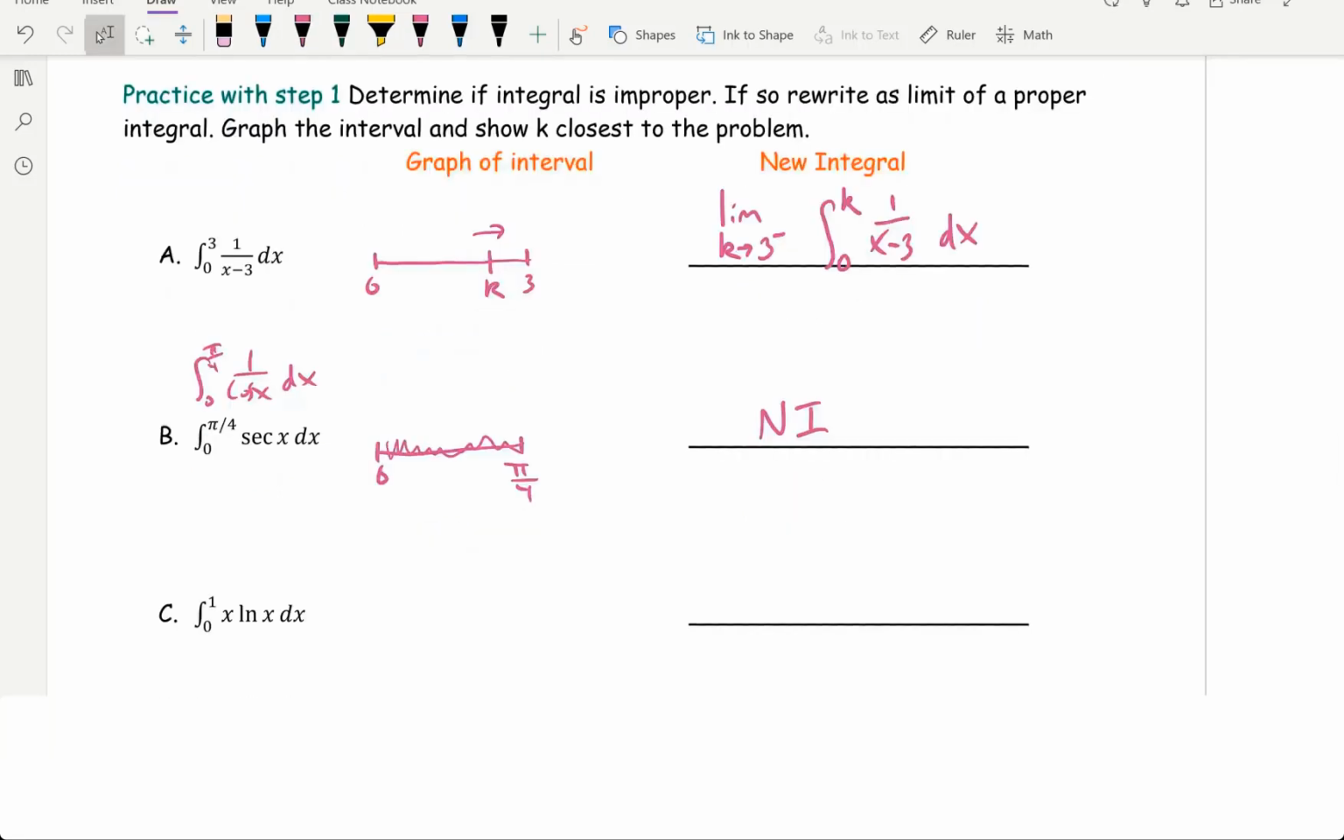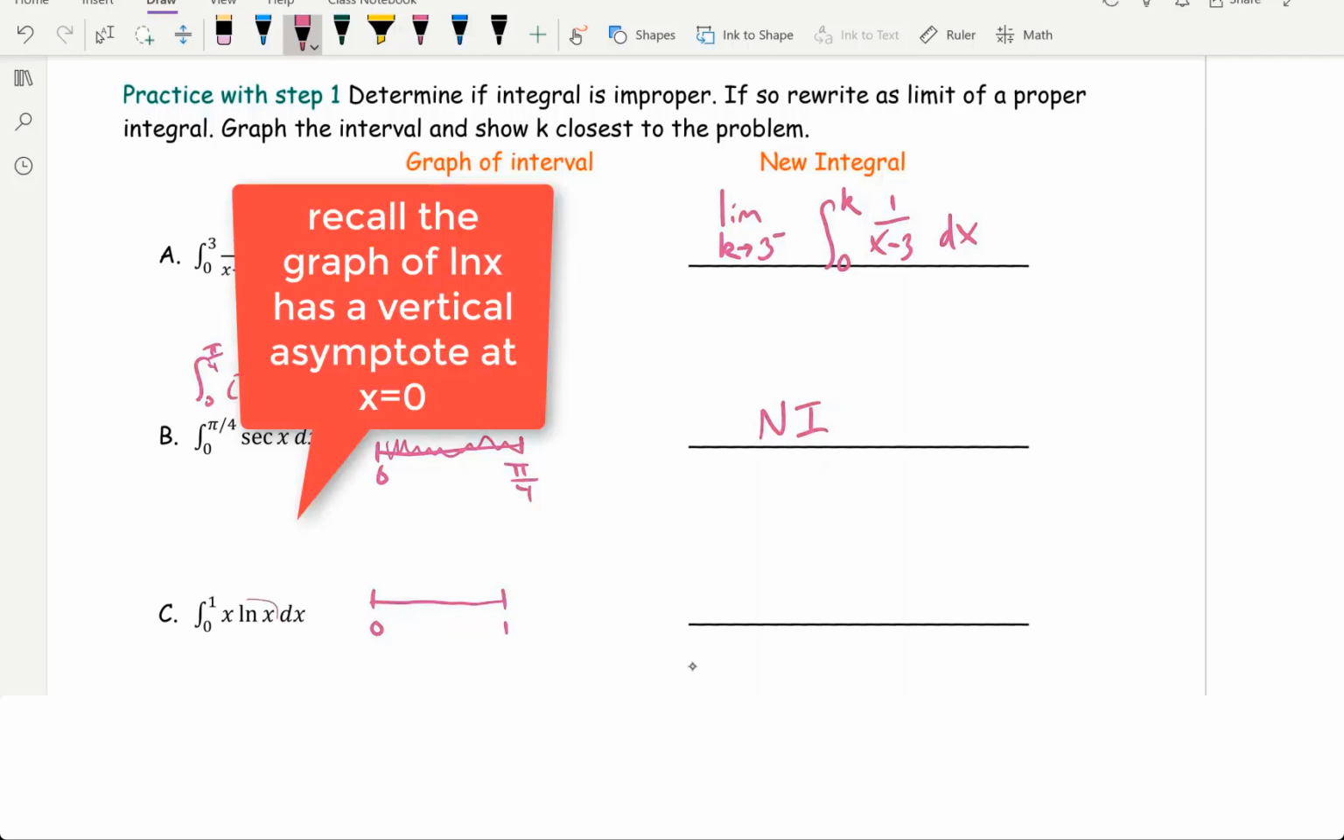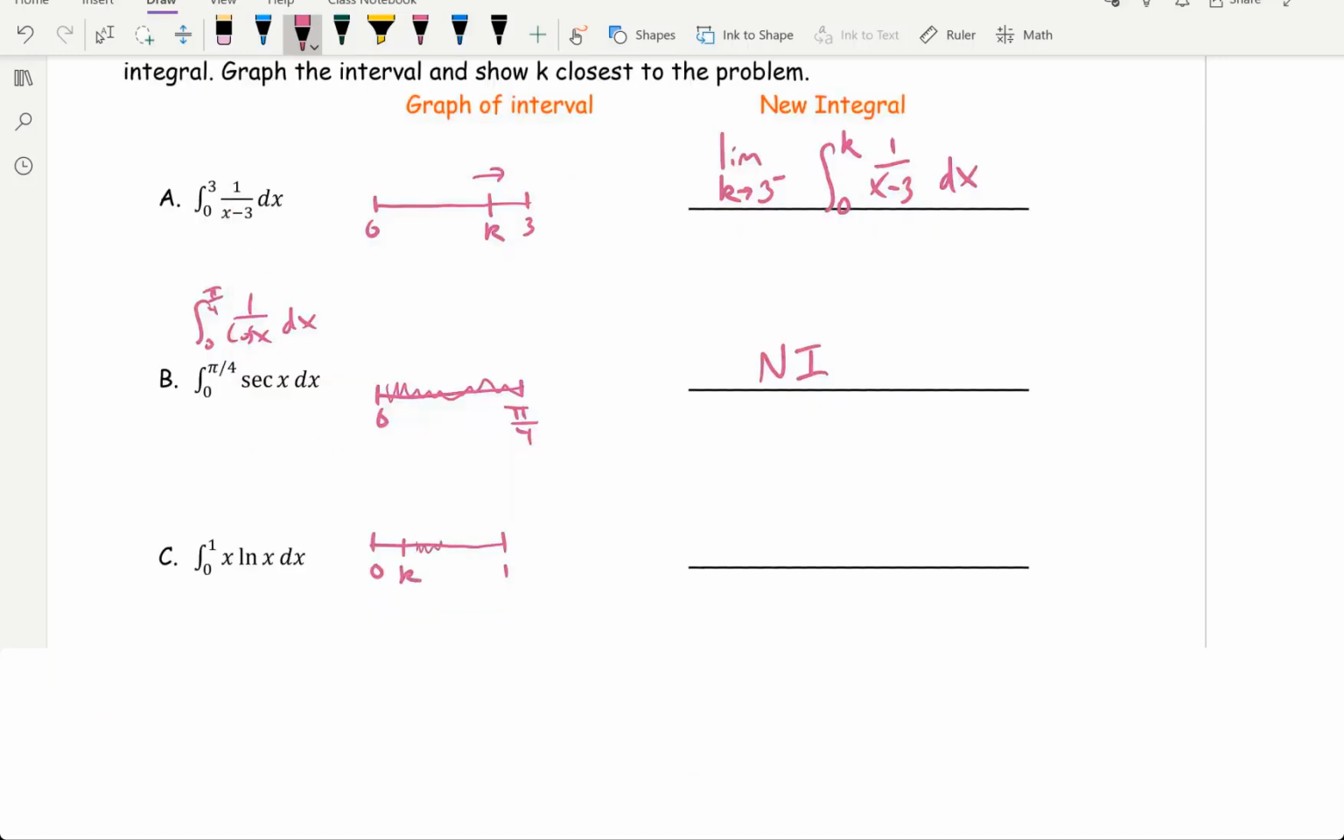Okay, let's look at the next one. Here's 0, here's 1. We know ln of 1 is 0, but that's not a problem, because 0 in a numerator is fine. It's 0 on a denominator that's a problem. However, we do know that natural log has a problem at 0. So I'm going to put k here, and I'm going to integrate from k to 1 of x ln x dx, and then I'm going to push k towards 0 from the right. So the limit as k goes to 0 from the right. And then that's it.